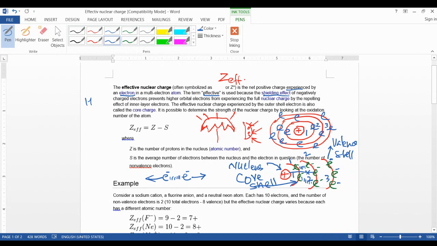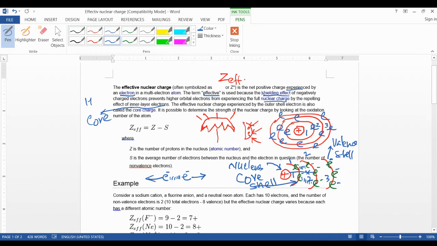All right. Now this prevents the higher orbital electrons from experiencing the full nuclear charge, by the repelling effect of the inner layer. Inner layer means core layer. I already explained which one is core. The layer below the valence shell layer, that is the core layer.